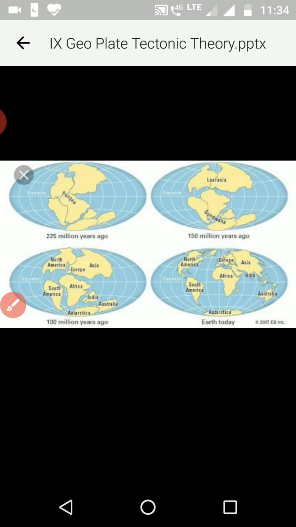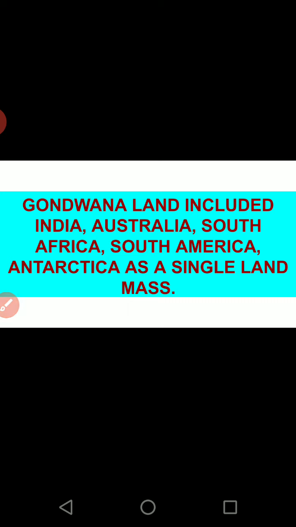Now here you find the situation of India. India was earlier in the southern hemisphere, and in the final position India has reached from here to here. It means India got drifted towards the northern hemisphere due to the plate movement. Let's see how. Gondwana land included India, Australia, South Africa, South America and Antarctica as a single landmass. This is how our Peninsula Plateau region moved from the southern hemisphere to the northern hemisphere.